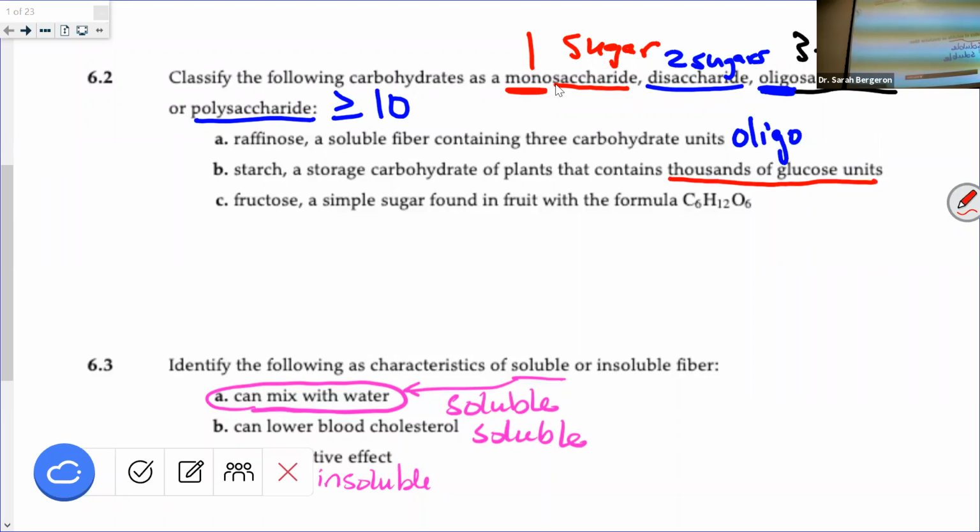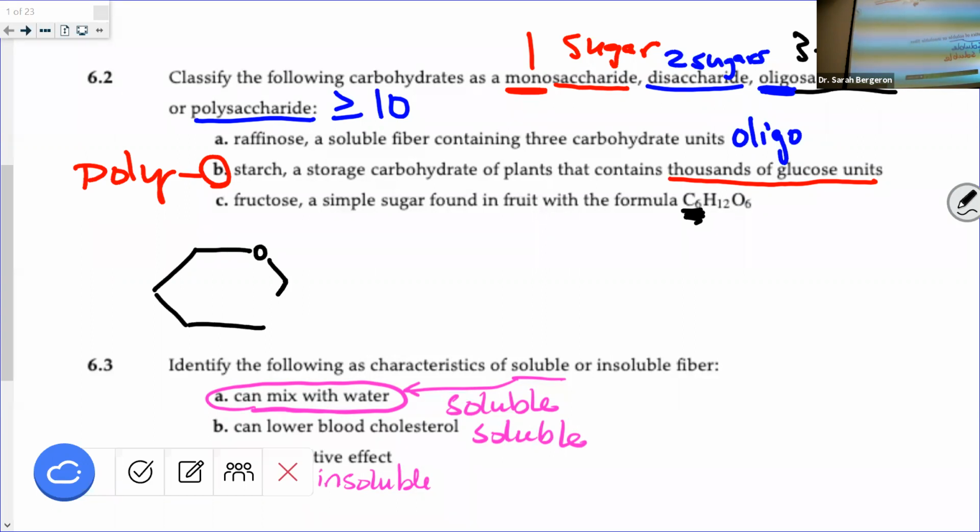Starch, a storage carbohydrate of plants that contains thousands of glucose units. A glucose unit is 1 sugar. 1 sugar unit. So what should we classify it as if we have thousands? Poly. Okay. Fructose, a simple sugar found in fruit with the formula C6H12O6. We only have 6 carbons. What is a sugar going to end up looking like?